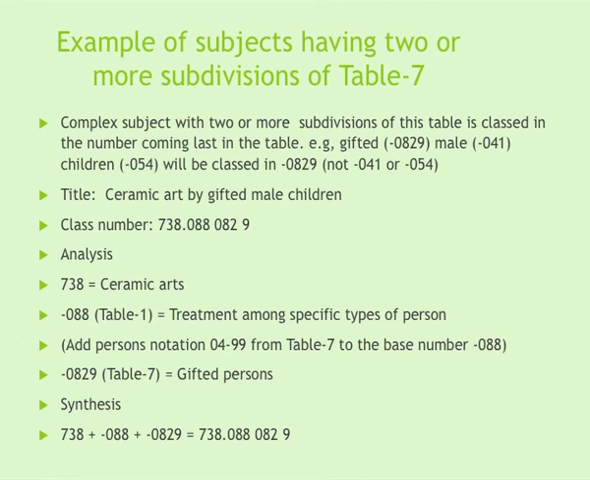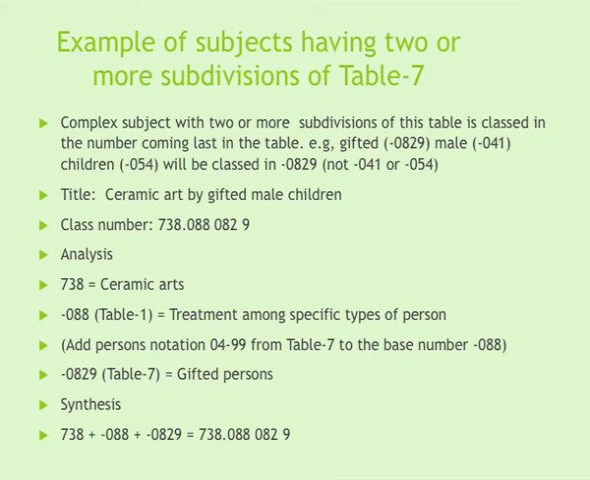Now, one thing: in some complex subjects, 2 or more subdivisions of table 7 are available. So, when 2 or more concepts of table 7 are given in a complex subject, what do we do? In such cases, we attach only one, and the one to be attached is the number which comes last in the sequence of table 7.